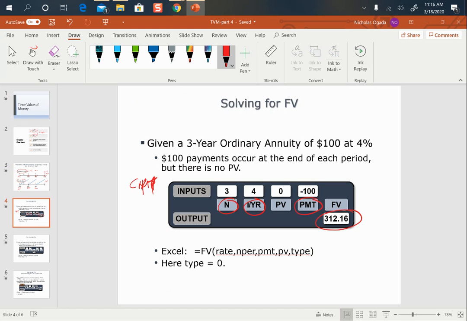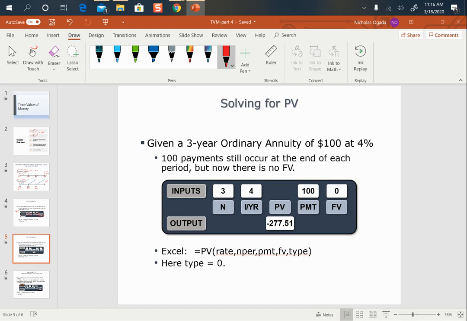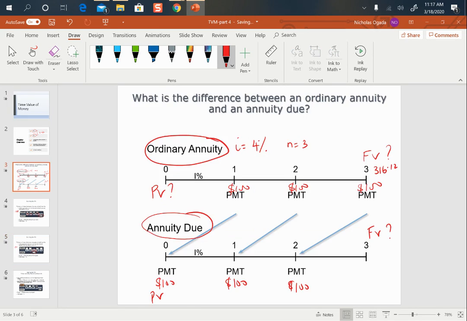If you're looking for the present value of an ordinary annuity, then in this case again, you're going to just do the same thing as we did for the future value. The only difference is the future value, you put that to be 0. So the future value will be 0, the variables remain the same, and again you do the compute, the CPT. In this case, the CPT is going to be the present value, and you find this to be 277.51.